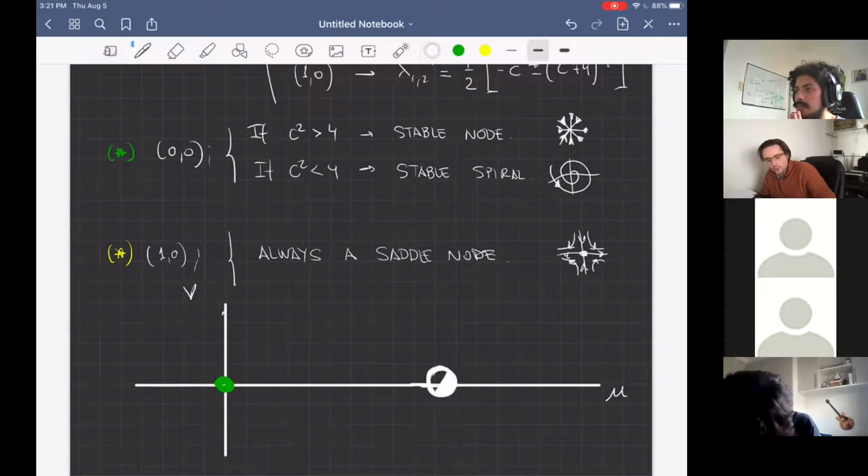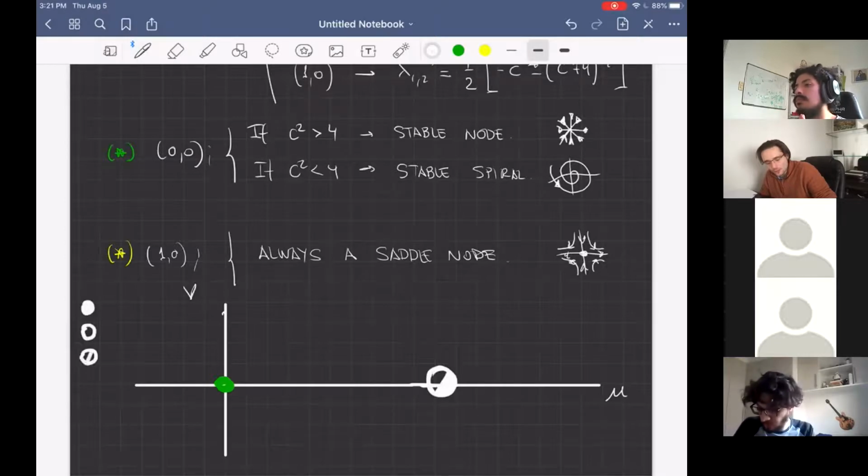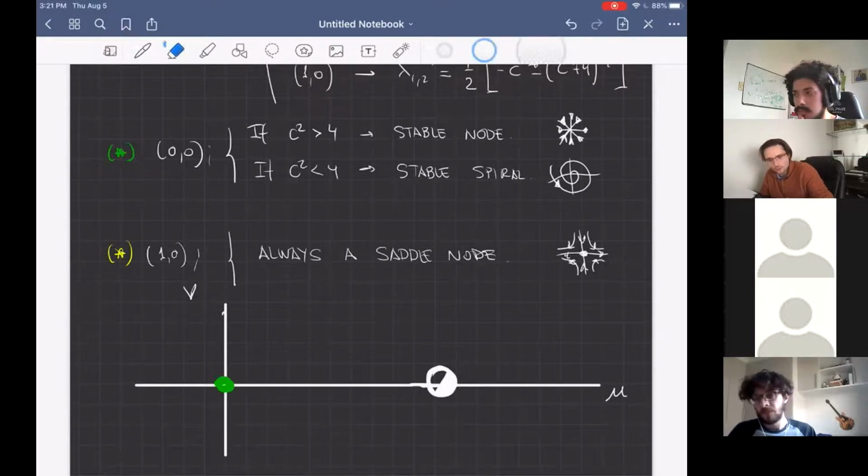So in books, when you see a fixed point that is stable, you usually see it filled. When it is unstable, you see it empty. And when it is a saddle node, you see it half empty and half filled. But that's just a convention. Wow, I made this too big. Sorry.